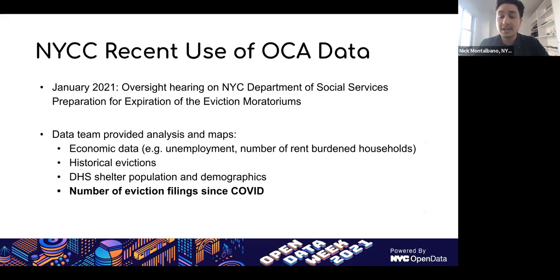There was an oversight hearing on New York City Department of Social Services preparation for the expiration of the eviction moratoriums. So even with right to counsel, low-income residents can find themselves vulnerable and may find themselves homeless and entering the shelter system. So for the hearing and for the preparation of the hearing, the data team provided analysis and maps related to economic data, so unemployment numbers, the number of rent-burdened households, historical evictions data, DHS shelter population and demographic data, and as well we used the OCA data to get the number of eviction filings since COVID.